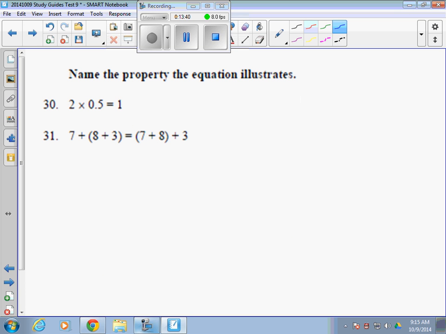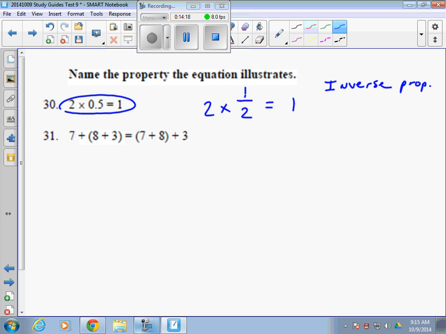30 and 31 are naming the properties. This one right here, let's change this one, everybody. Instead of saying 2 times 0.5, let's make it say 2 times 1/2 equals 1, and that's just a little bit easier. It's the exact same thing. Remember, we had this conversation a couple tests ago. What operation is that? Multiplying by the reciprocal is the same thing as dividing. So this is the inverse property, because the inverse of multiplying is dividing. That's the inverse property.